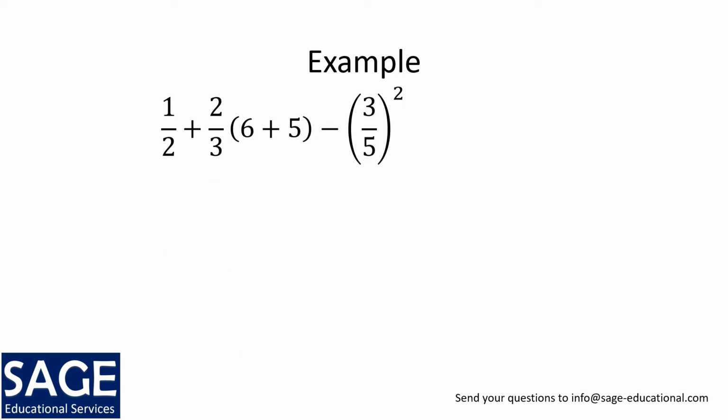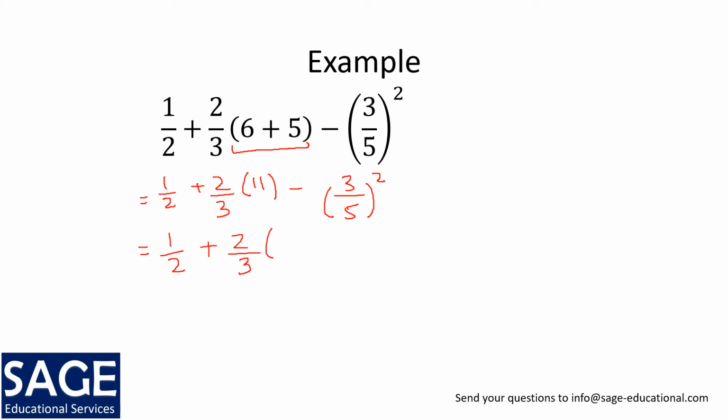So here's another example. I will start with simplifying the parentheses. So I have 1 over 2 plus 2 over 3 times 11 minus 3 over 5 squared. Remember, you just solve one part of the expression, leaving everything else just as it is. Next thing I will take care of is the exponent. So I just write this as 2 over 3 times 11 minus 9 over 25. And then I will take care of the multiplication. So I have 1 over 2 plus 22 over 3 minus 9 over 25.